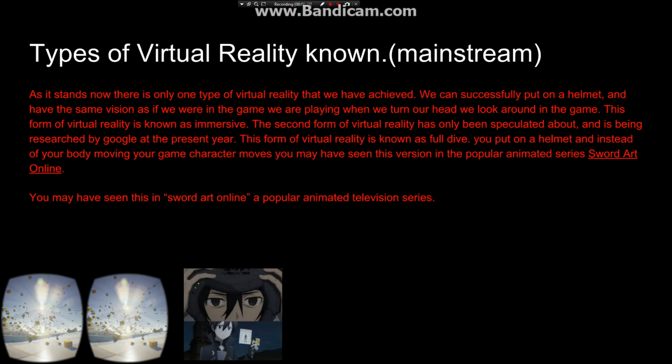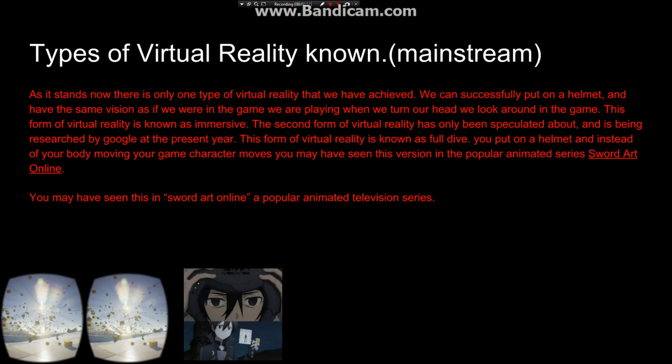Alright, types of virtual reality known. The mainstream stuff, guys. As it stands now, there's only one type of virtual reality that people have achieved. We can successfully put on a helmet, have the same vision as if we were in the game we're playing. When we turn our head and look in real life, we look in the game. This form of virtual reality is known as immersive.